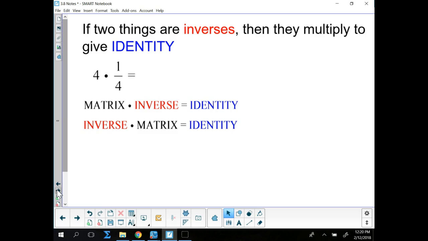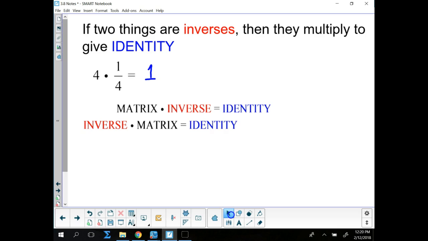If two things are inverses, then they would multiply to give the identity. Okay? 4 times 1/4 is 1. 1 is the multiplicative identity. And the only reason I say that, I love the word multiplicative. My favorite math word. Multiplicative identity. In matrices, if I have a matrix times the inverse, that's going to give me the identity.